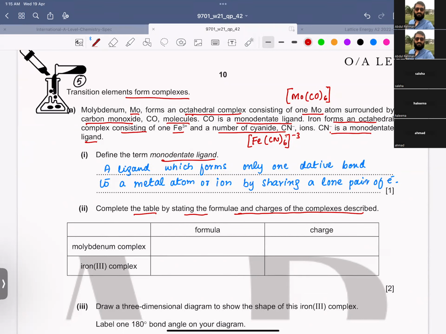Okay, so we already figured out the formulas. So here the formula would be Mo(CO)6 and the charge would be 0. And here the formula would be Fe(CN)6 and the charge would be 3 minus. Is this clear?